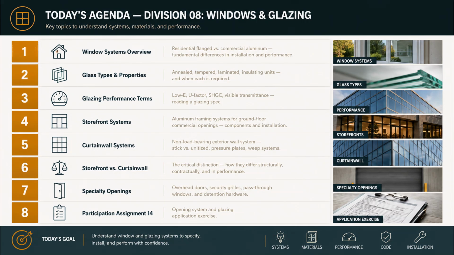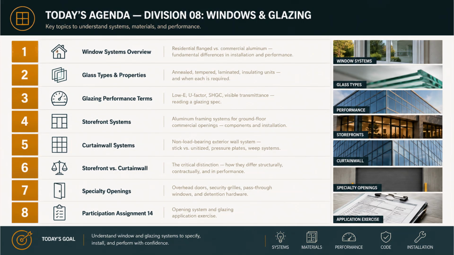Block 4, Storefront Systems. Block 5, Curtain Wall Systems, Stick versus Unitized, Pressure Plates, Weep Systems. Block 6, the Storefront versus Curtain Wall distinction, which is the critical one. Block 7, Specialty Openings, Overhead Doors, Security Grills, Pass-Through Windows, Detention Hardware. And Block 8, Participation Assignment 14.